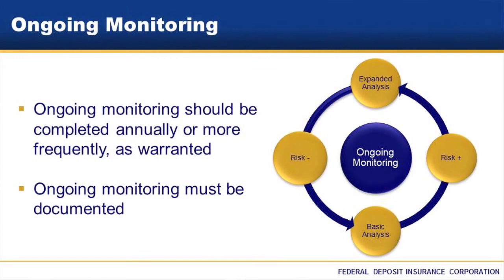Bonds may move between basic and expanded ongoing monitoring as risk characteristics change. The ongoing monitoring procedure should be expanded as the bond's risk increases. Monitoring procedures can become more basic as the bond's risk level decreases. The depth of the analysis and monitoring procedures should be consistent with the bond's risk profile.